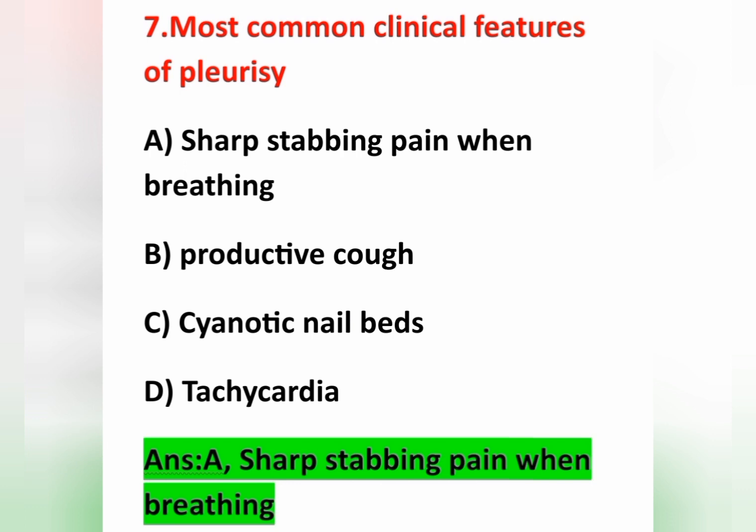So here we will see what is pleurisy. Pleurisy is the inflammation of both layers of pleura, that is the parietal and visceral layers of pleura. The nature of pain will be sharp stabbing pain when breathing, and the pain will be most severe during deep breathing, coughing or sneezing. That is one of the most common characteristic features of pleurisy. Option A is the correct answer.